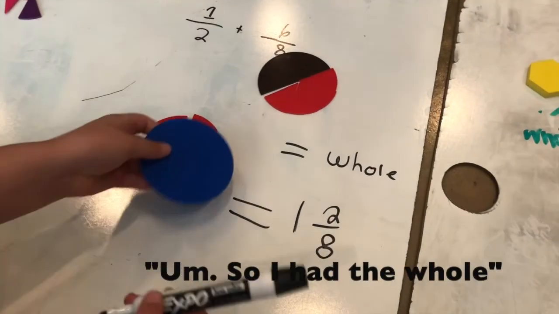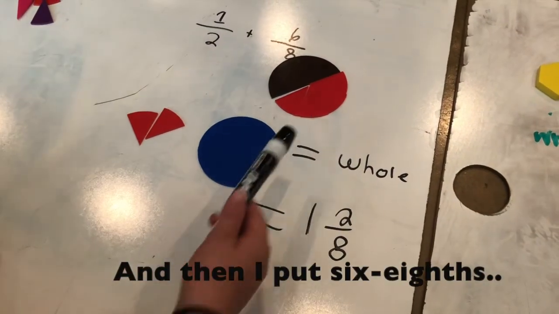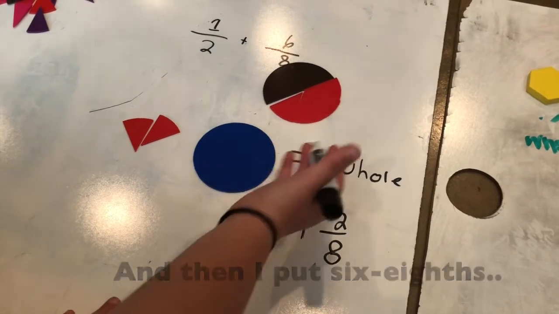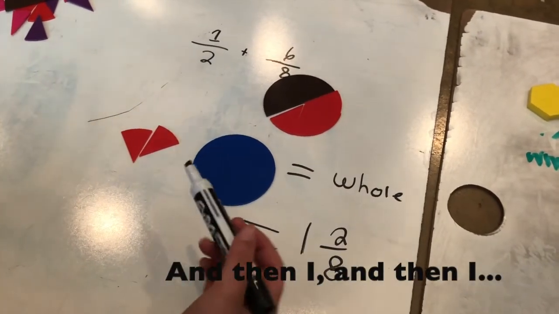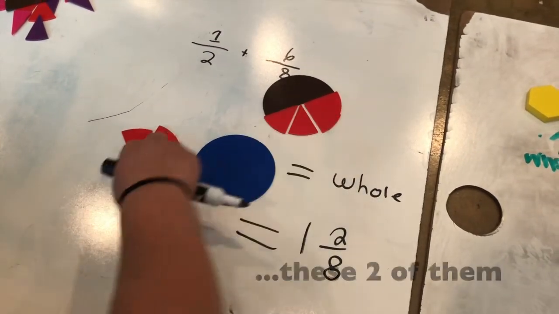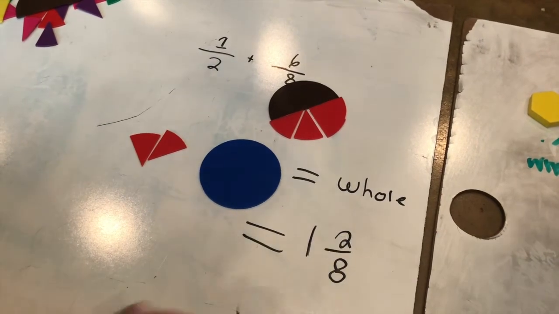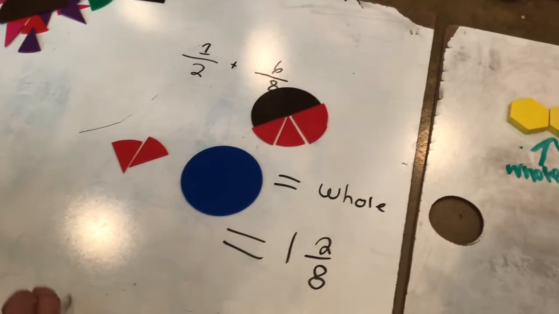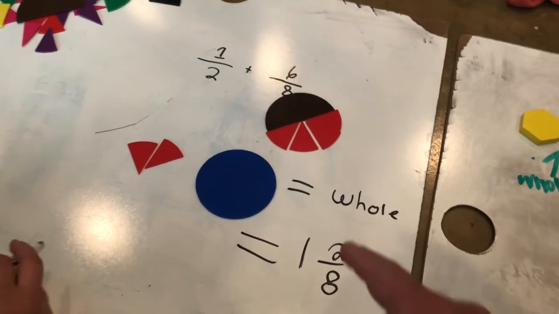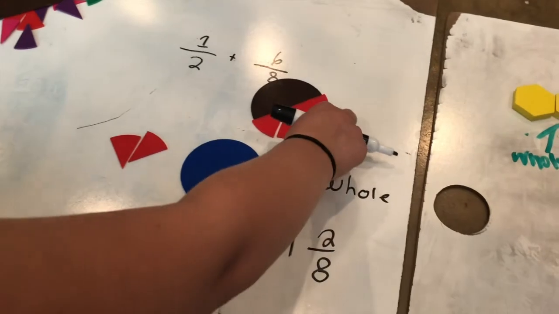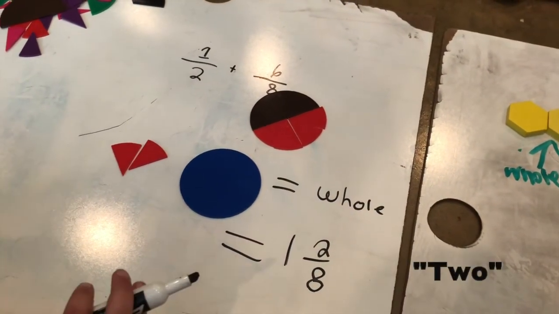Okay, so tell me what you did here. Well, I had the whole, and then I put 6/8 under 6/8, and then I made a whole because I took away these 2 of them, and then I knew I had 1 whole, and then I had 2/8. 2/8 left over? Mm-hmm. So you took the half and then you added how many eighths to your half to make a whole? 4. You added 4/8 to a half and that made a whole? And then how many were you left with? 2.